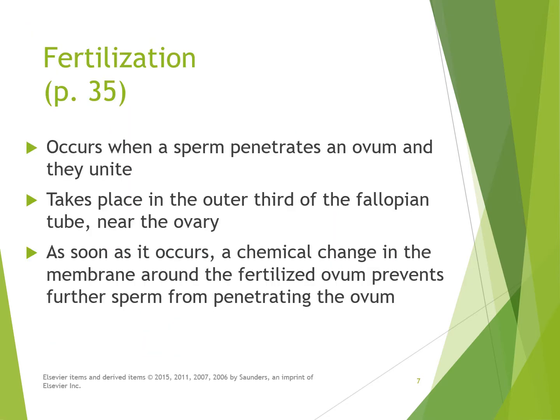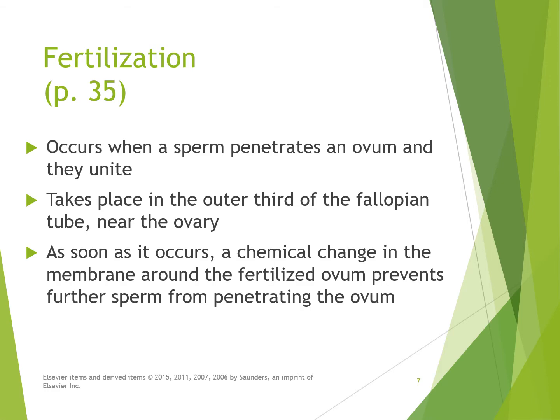Okay, fertilization. Of course, this is what we have to have happen to have a baby. So at the time of fertilization, the sperm and the ovum unite. So again, mom sends 23, dad sends 23 chromosomes, to total 46 in the fetus or embryo, zygote, whatever you want to call it at this point. That's really important for you guys to know, just saying. It occurs when a sperm penetrates an ovum and they unite. It takes place in the outer third of the fallopian tube. Again, good information to remember, near the ovary, by the way.